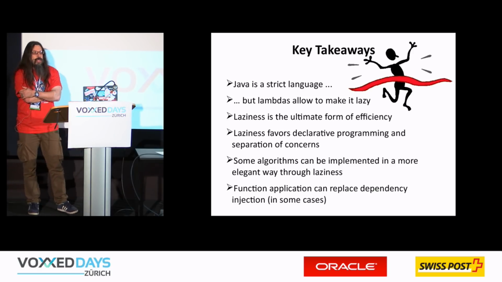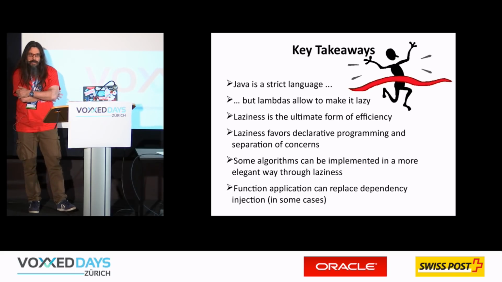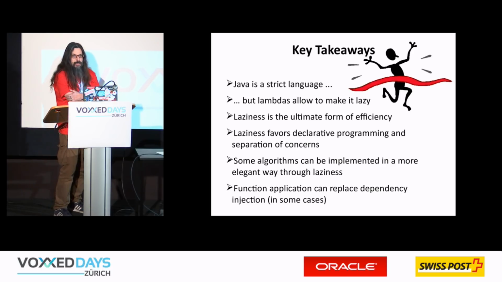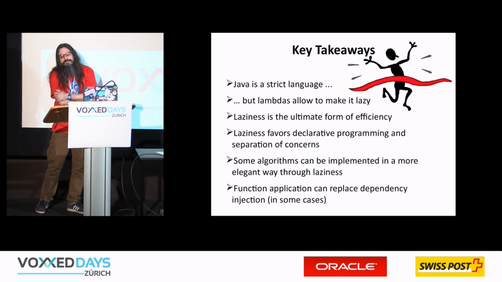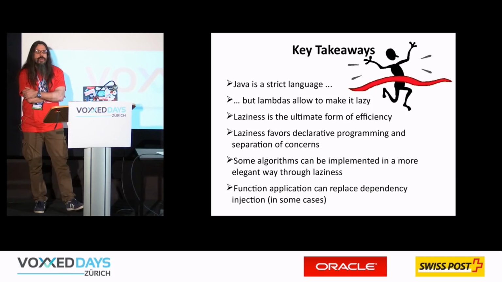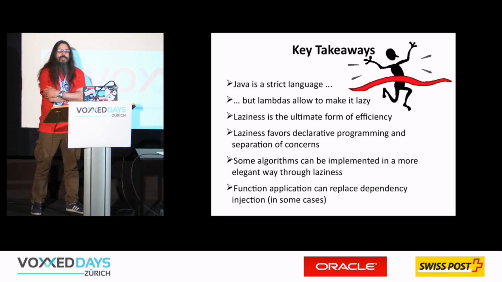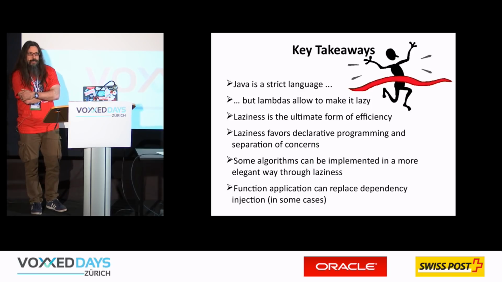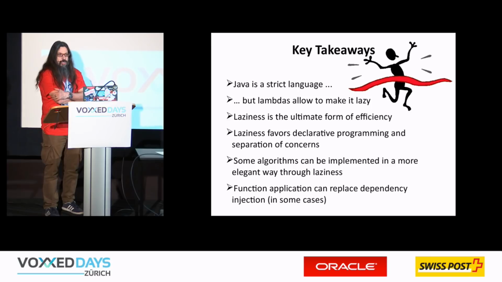Some algorithms can be implemented in a more elegant way by using the functional approach, and the functional approach very often requires laziness. And in some simple cases, like the one I showed you, you can probably try to avoid the traditional dependency injection and use a simpler approach based on function injection, as I showed you.